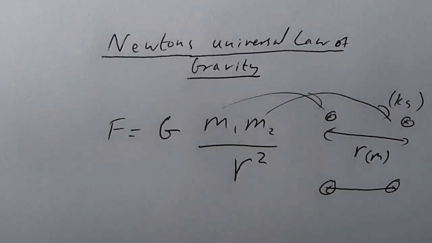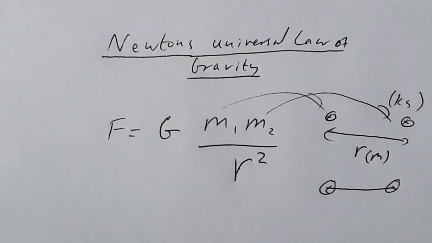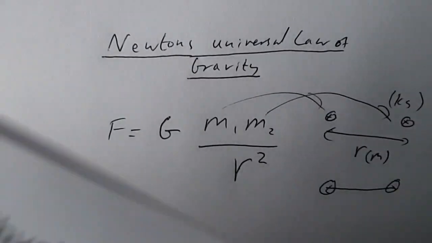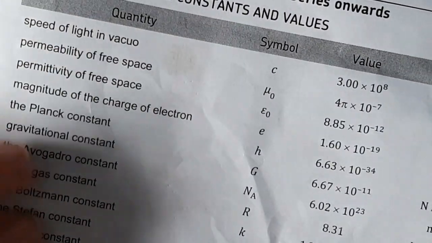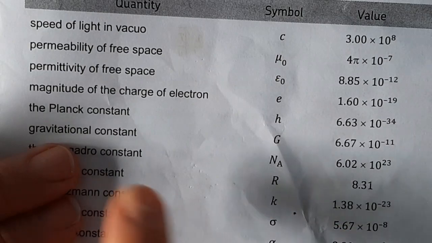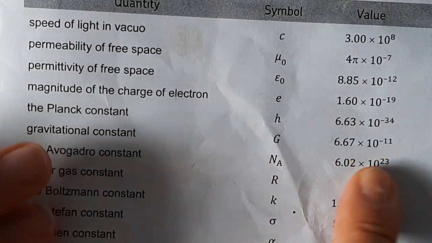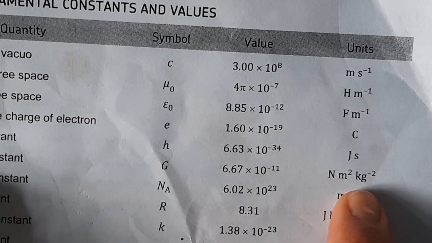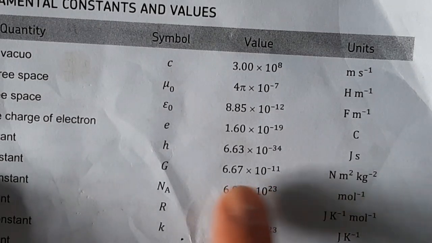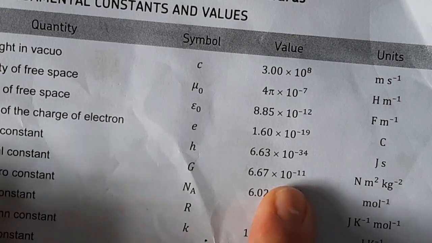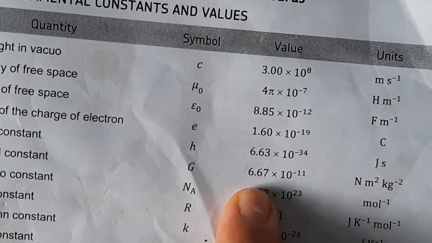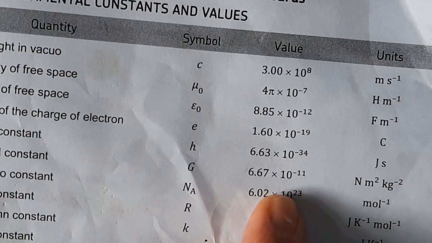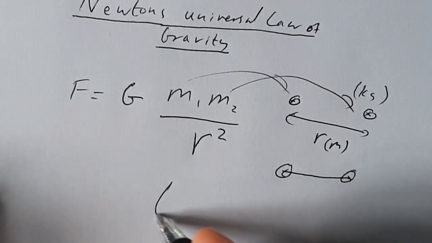I'll just get the value from the data sheet. I use it enough that I know it, but it's always worth just checking where it is on the data sheet. So there we are. Gravitational constant. Units are newtons, meters squared, kilograms to the -2. That's just a constant unit. 6.67 times 10 to the -11. It's actually quite a small number. Gravity is usually regarded as a very weak force. We probably mentioned that in the first year. So G.